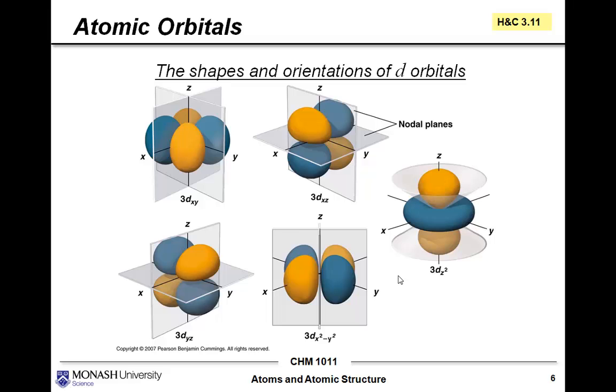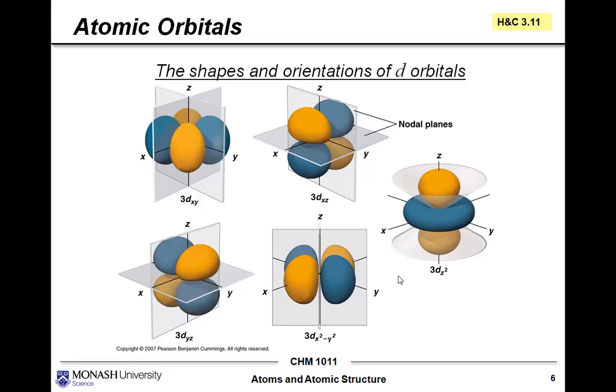There are 5 d orbitals, and they have the shapes and orientations that you can see here. In the case of the 3dxy atomic orbital, it gets its name from the fact that it has these nodal planes. In other words, these are planes where there is 0 probability of finding the electron, that run along the zx and zy planes. Or you can say that the lobes are in the xy plane, and that's where this orbital gets its name from.